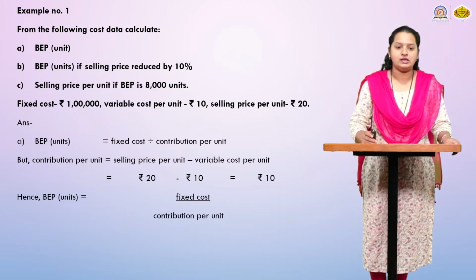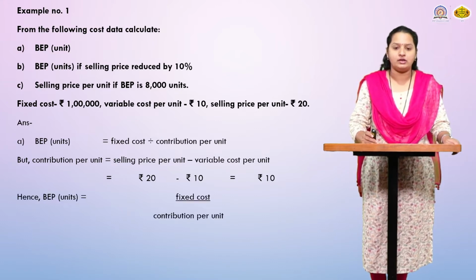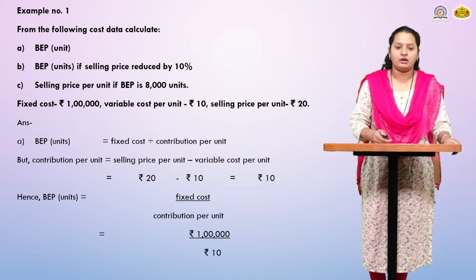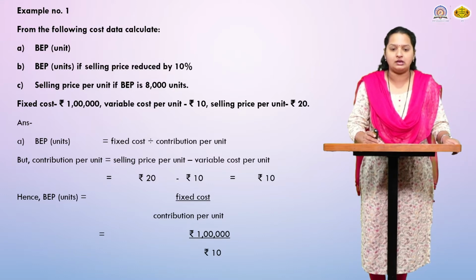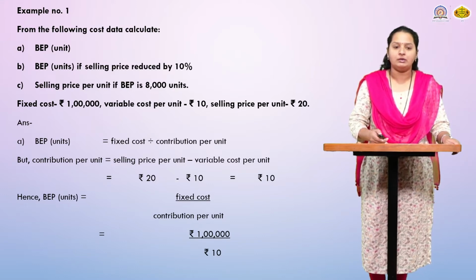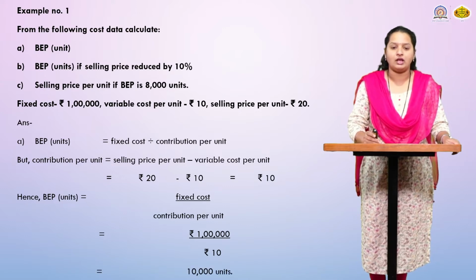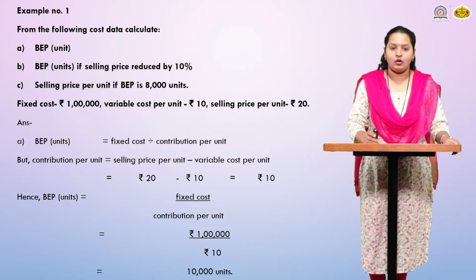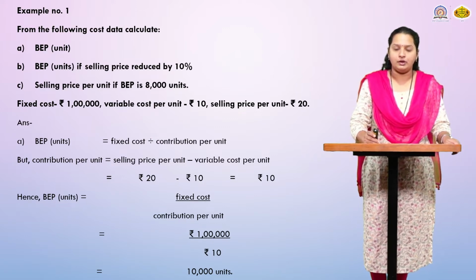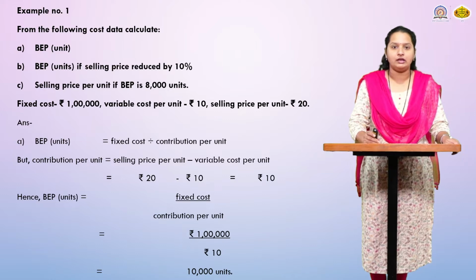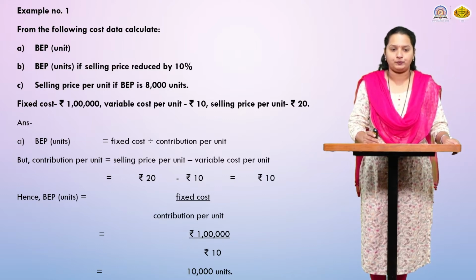Now we can use this in the formula of BEP units, which is fixed cost upon contribution per unit, that is rupees 1 lakh upon rupees 10. So we get the BEP as 10,000 units. So what we have done: we have first calculated the contribution per unit, thereafter we used this contribution in the formula, and thereafter we got our BEP units.